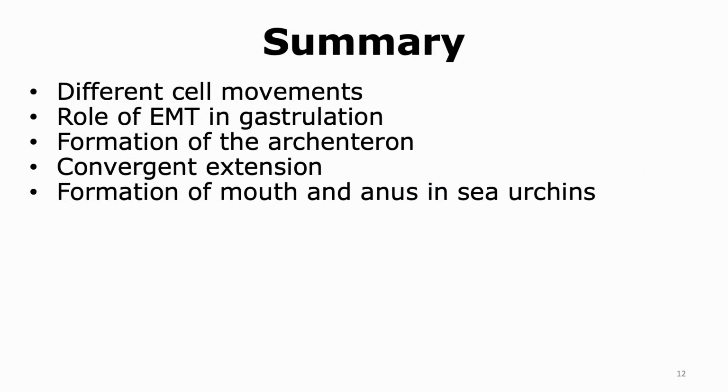With this, we come to the end of our talk where we learned about the process of gastrulation in sea urchins. We learned about different cell movements and the role of epithelial mesenchymal transition. We also learned about the formation of the archenteron and how it elongates through the process of convergent extension. Finally, we also learned about how the mouth and the anus are formed in sea urchins.